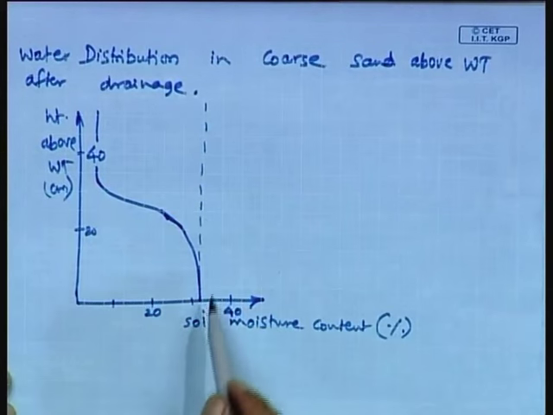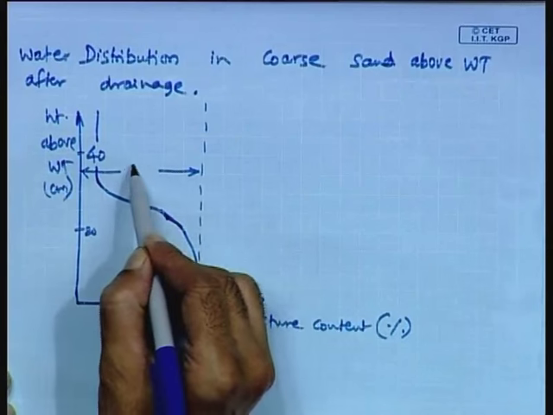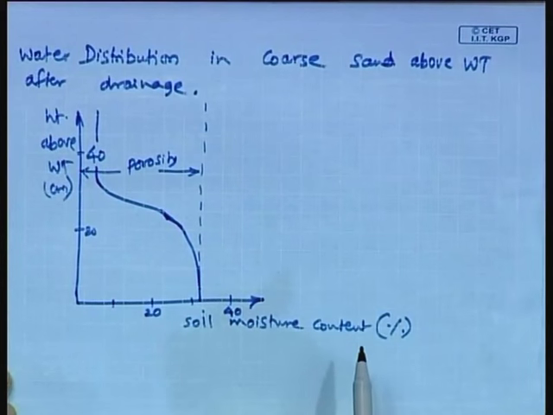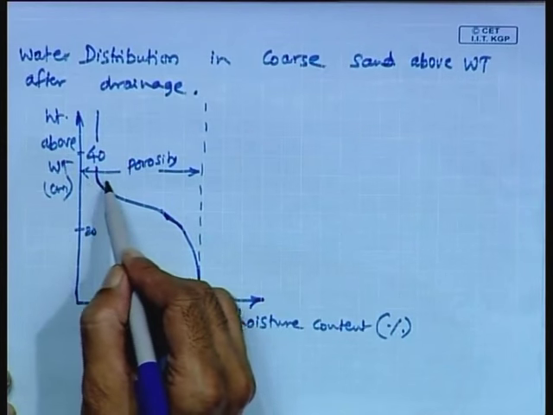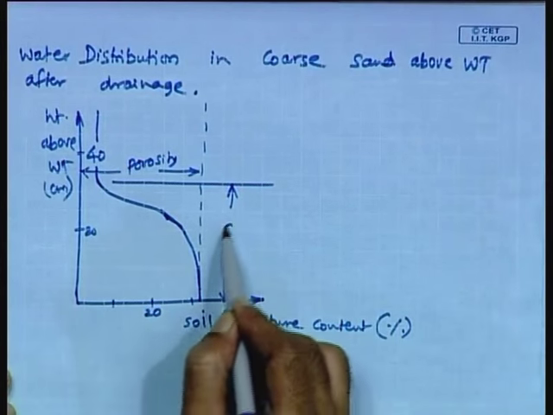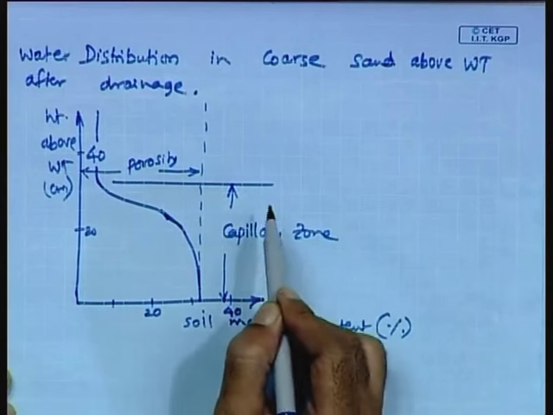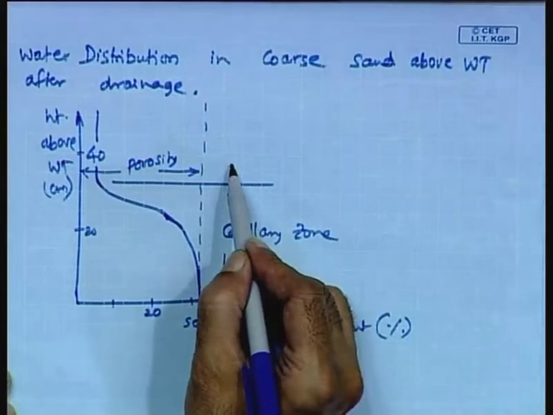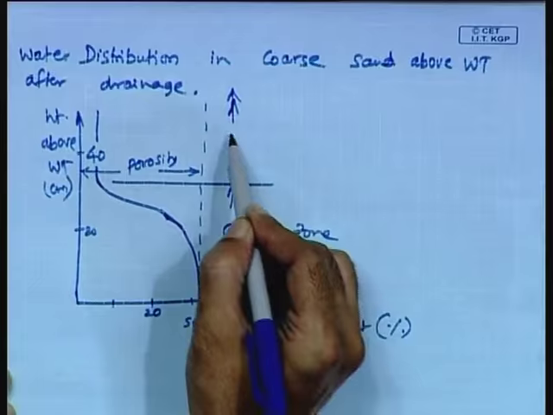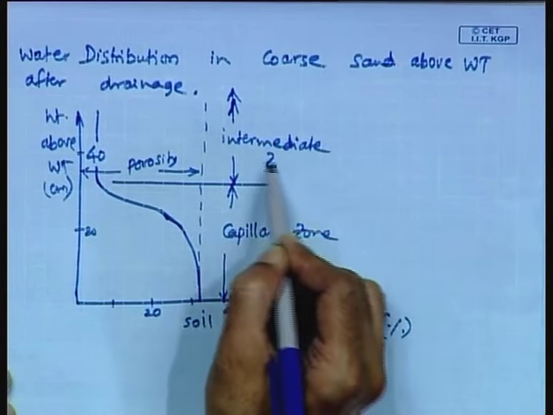So, this represents porosity, and here this represents the capillary zone, and above this this represents the intermediate zone.